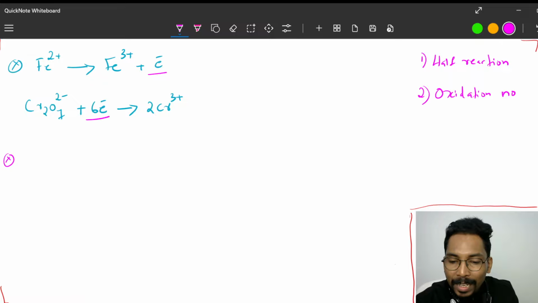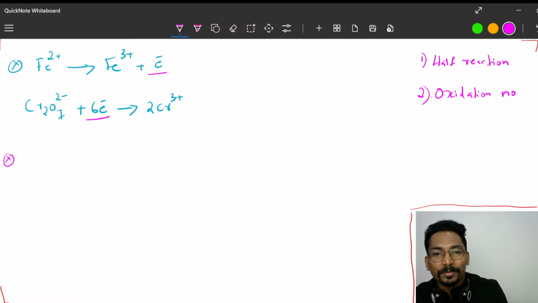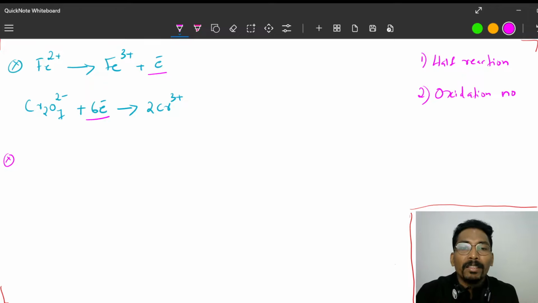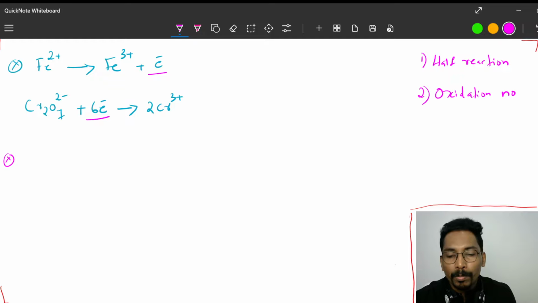But in the second equation, you have 6 electrons. There is a mandatory rule: the number of electrons in oxidation and reduction should be equal. The number of electrons lost and the number of electrons gained should be equal. So you have to make the number of electrons equal in both cases.